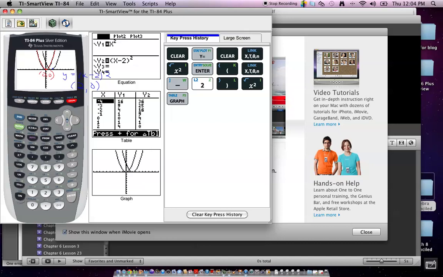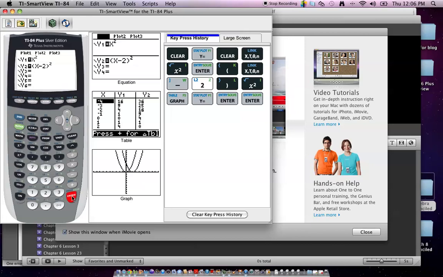Okay. So now, let's go back to this. And what's the next one it asks us to graph? Y equals x plus 2 squared. Okay, so I'm going to go back to the y equals screen, and I'm going to hit enter, and then enter x plus 2 squared.